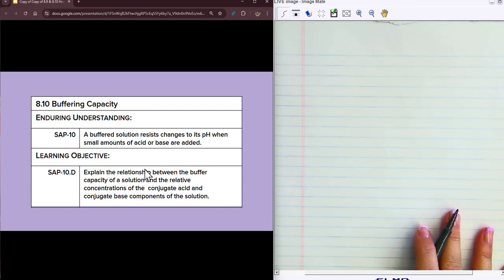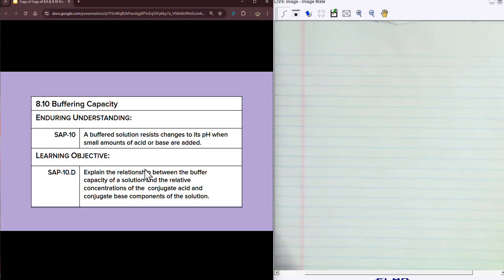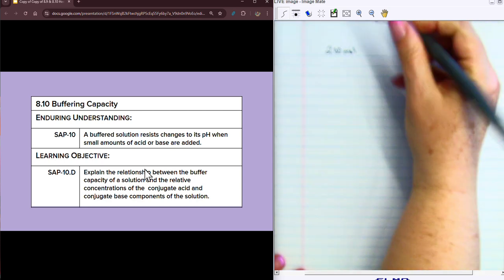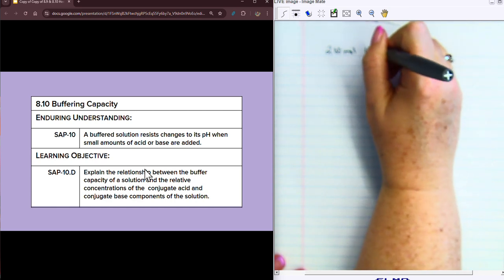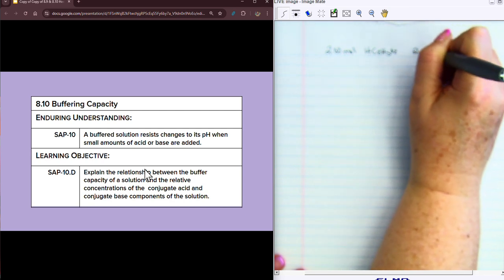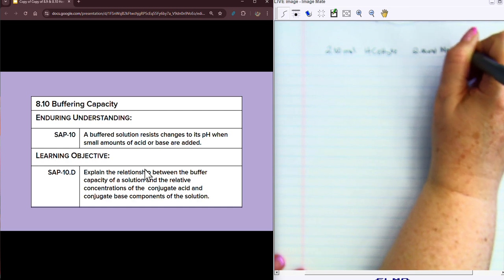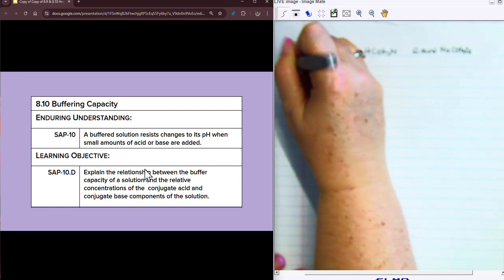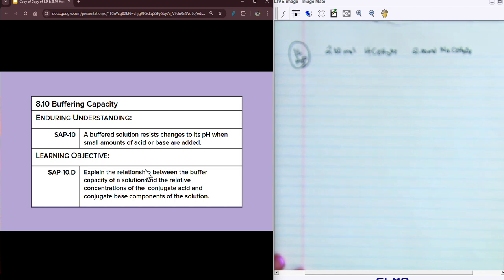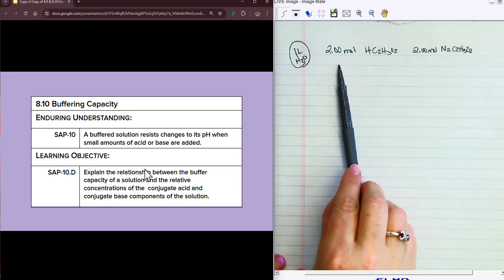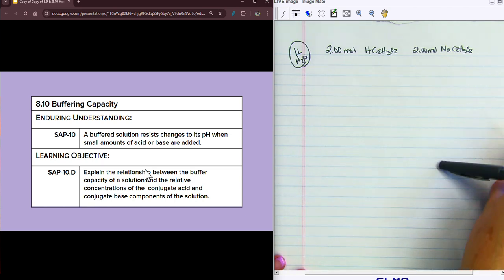And our buffer is, let me find this problem. Okay, they gave us moles, which we can use. That's fine. So I have 2 moles of acetic acid and 2 moles of sodium acetate, and it's in 1 liter of water. So that means, oh, that's very blurry. Let me fix that. Okay, so that means that moles and molarity are the same because it's in one liter.